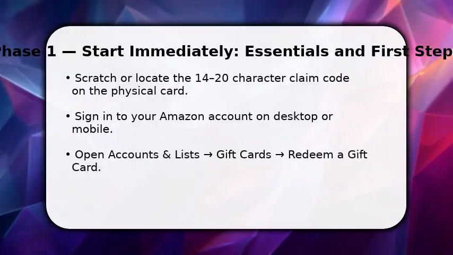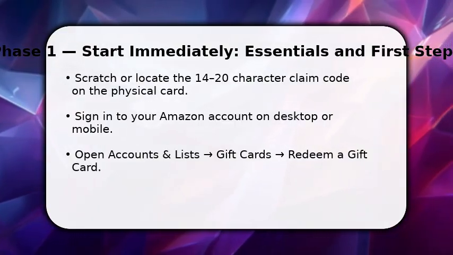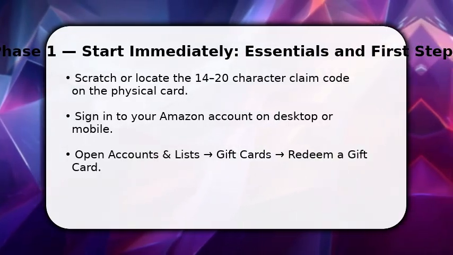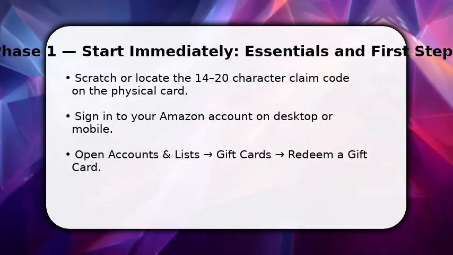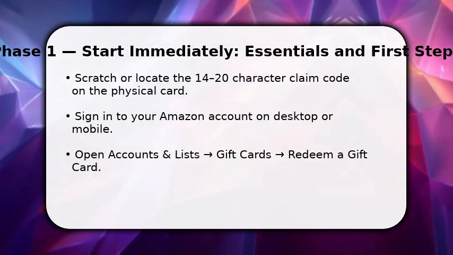You already have the physical card. Now reveal the claim code and move fast. Once you sign in, go to Accounts and Lists, then Gift Cards, and pick Redeem a Gift Card. Type the exact claim code you found. Make sure characters match, because O versus 0 can trip you up. Entering this redeems the value to your Amazon gift card balance.